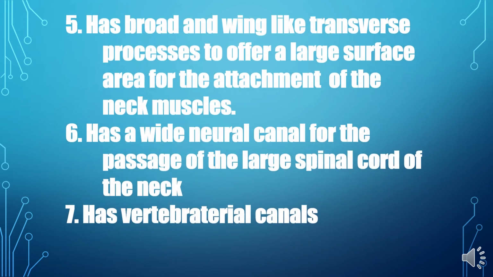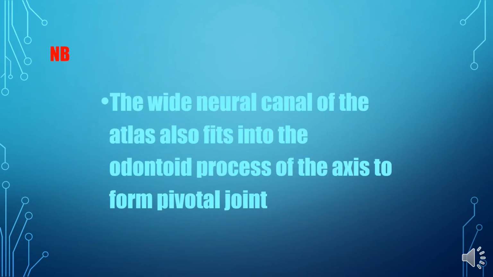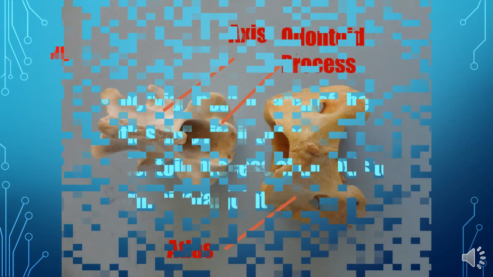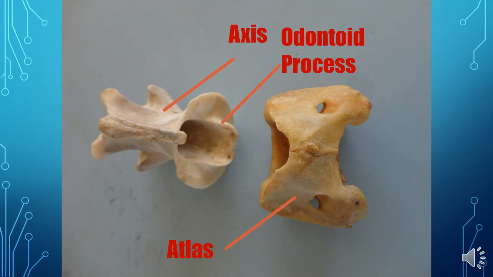So it has broad and wing-like transverse process to offer large surface area for the attachment of the neck muscles also. It has a wide neural canal for the passage of the large spinal cord of the neck and has vertebrarterial canals. Point to note, the wide neural canal of the atlas also fits into the odontoid process of the axis to form what we call a pivotal joint. So that is the axis bone, and this is the atlas, and this is the odontoid process.